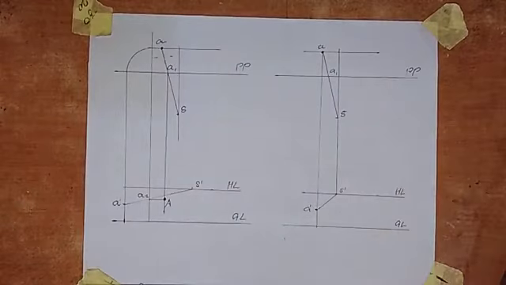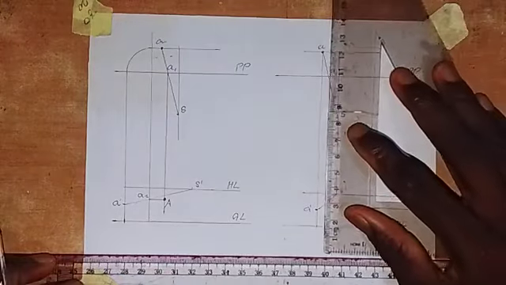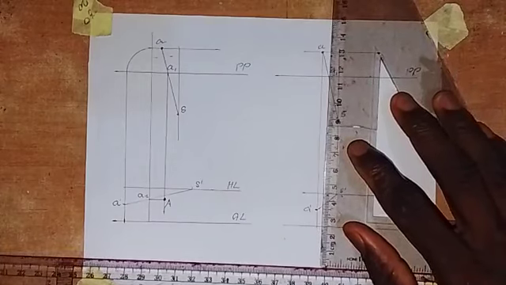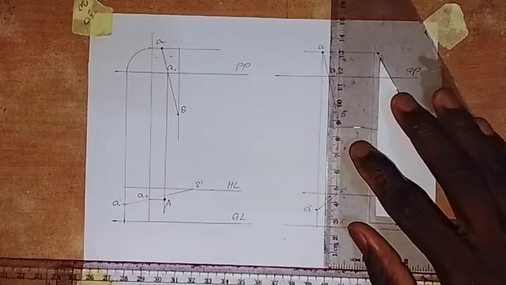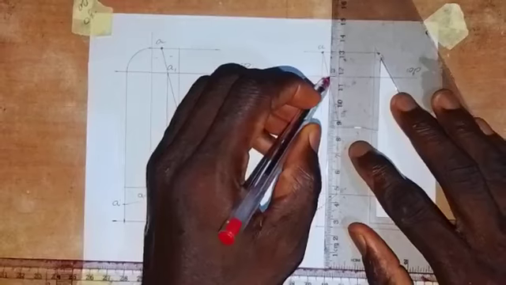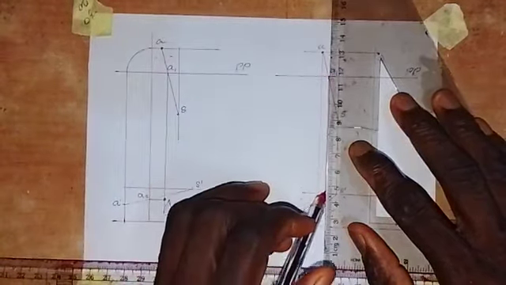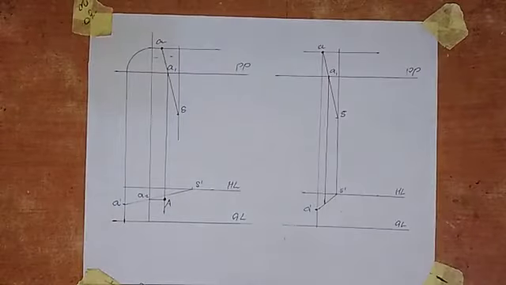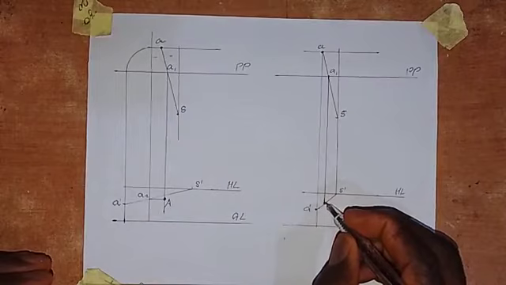Then the next thing we are going to do is draw a vertical line from A1 to touch line A prime S prime. So it goes like this, coming down, and it touches the line A prime S prime at this point. We have a point here on this line.